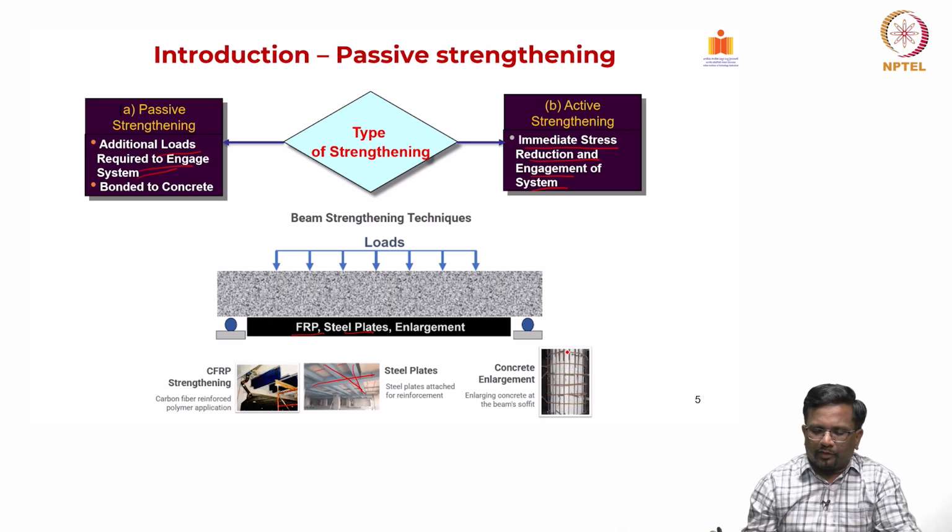Similarly, concrete enlargement as well. For example, you have a beam here with FRP, steel plate or concrete enlargement. All of these are called passive systems, and they need additional loads to engage the new intervention that we are adding to the original structural member.